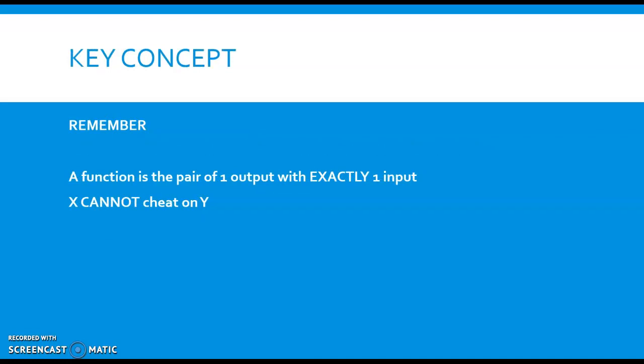All right, so key concept, we just need to remember that a function is the pair of one output with exactly one input. So for every x, there is exactly one y. Although that reads slightly off, for every x, we have exactly one y. The easy way for me to remember that is that x cannot cheat on y. x cannot have multiple y partners.